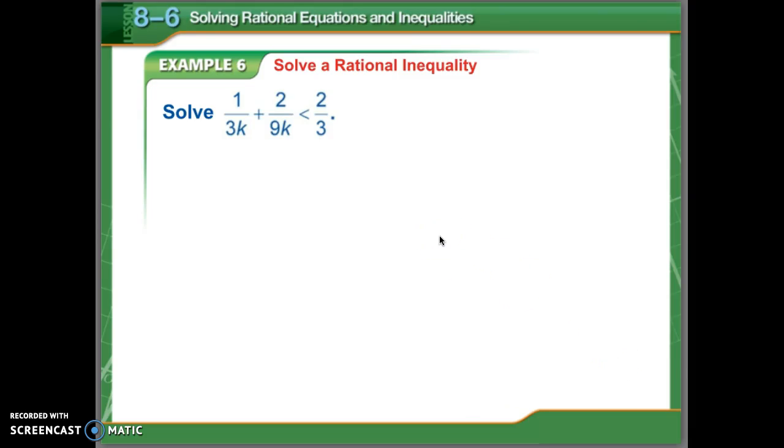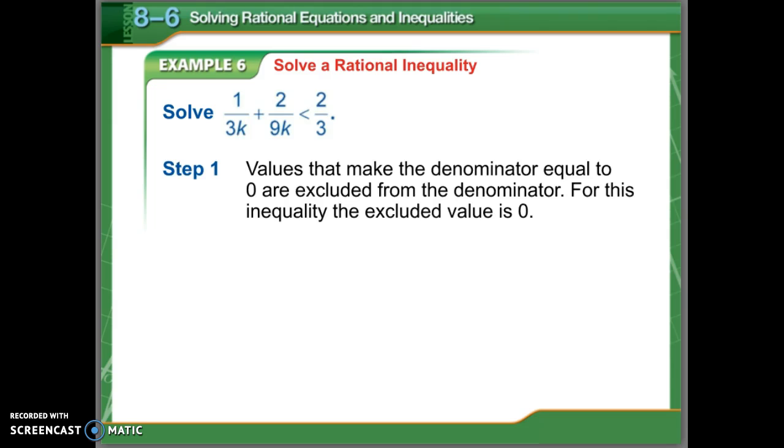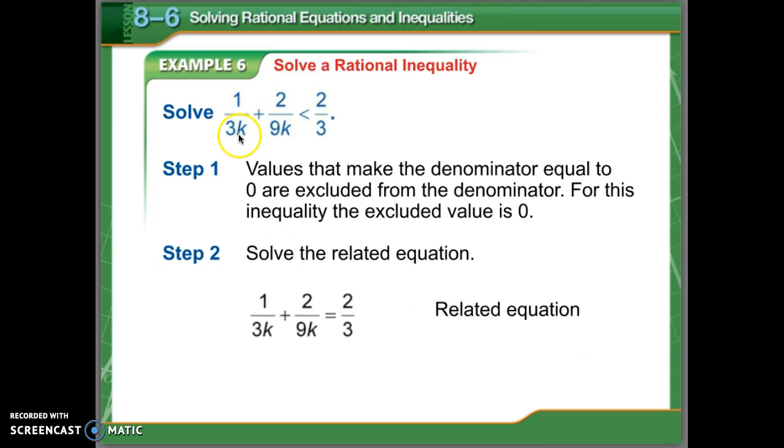So our first problem says 1 over 3k plus 2 over 9k is less than 2/3. So the first thing we're going to look at is when the denominator would equal 0. And obviously, when k is 0, these denominators would be 0. So we have to exclude the value of 0.